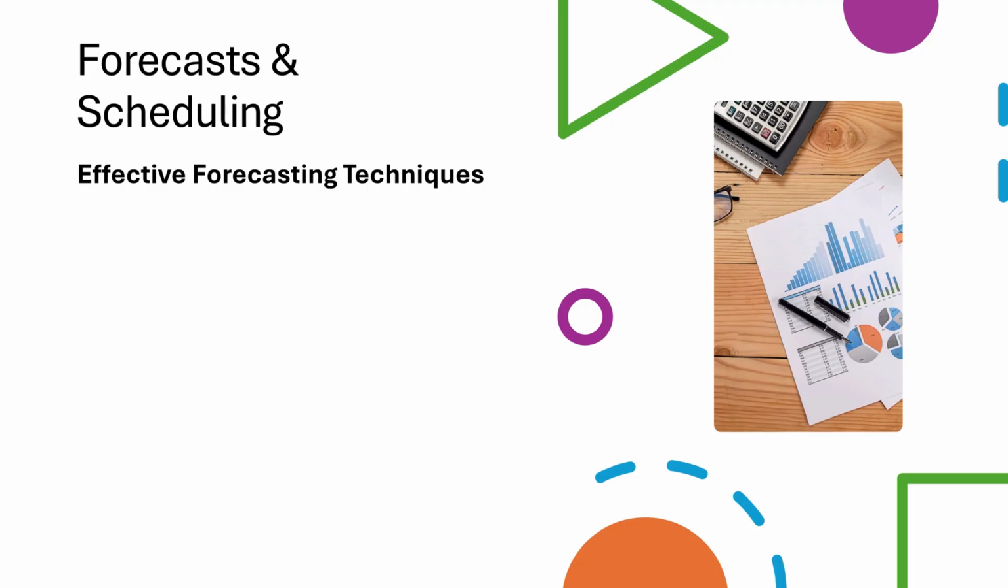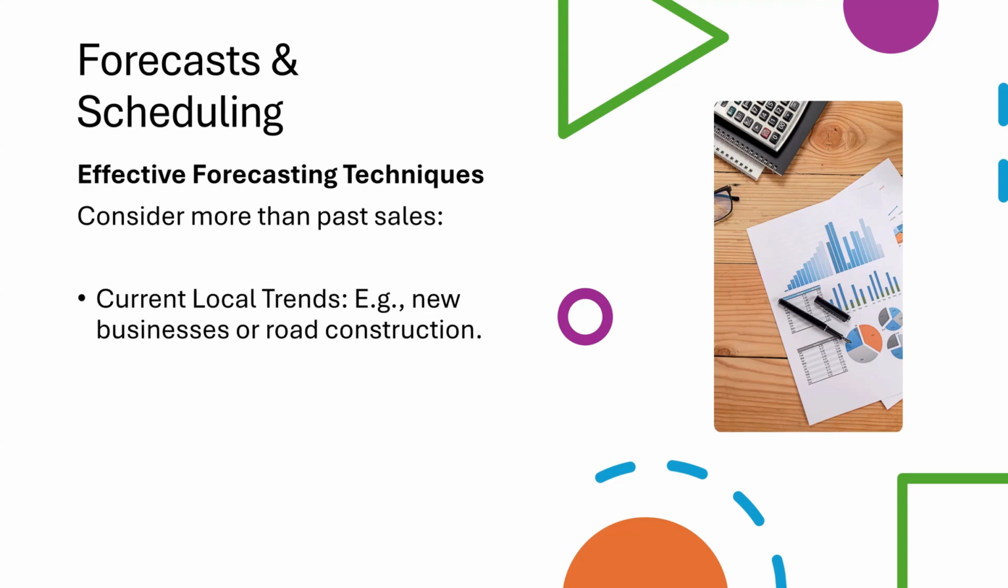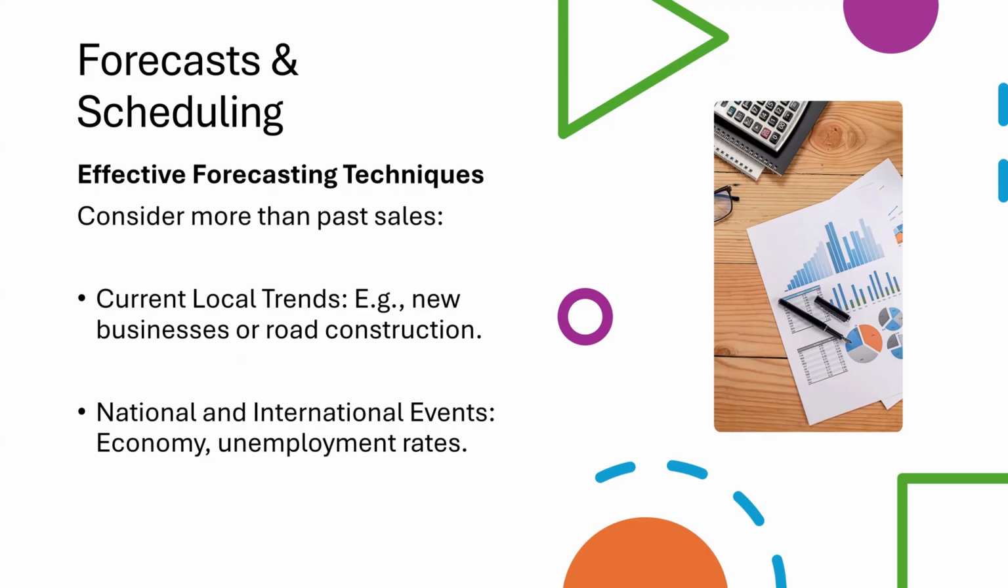For effective forecasting techniques, we need to consider more than just the numbers from past sales, right? Are there current or local trends, such as a new business that's popped up, such as a restaurant, or road construction that goes right across our parking lot? So we want to make sure that we're taking these things into consideration. Is there any national or international events, economy, or even unemployment?